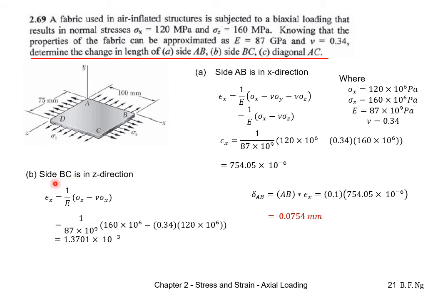We can do the same for the side BC, where the strain in the z direction is given by the equation here. As such, substituting in known parameters, you will obtain the strain as such. We then multiply the strain by the original length, which is 0.075, and we get 0.1028 millimeters.